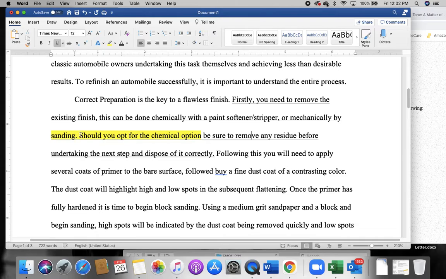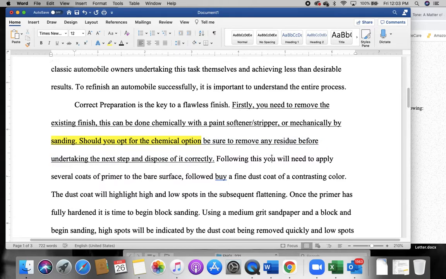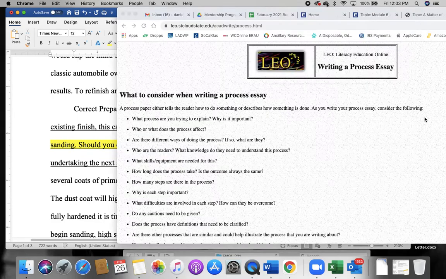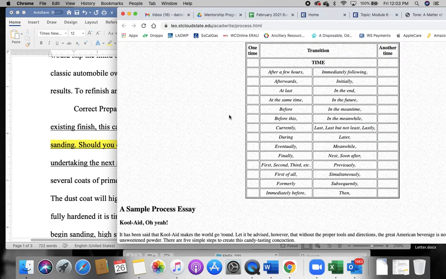And then the backward writing is, should you opt for the chemical option. That's the backward. And then, should you do this, here's the forward. So that's transitional writing: referencing something from the previous sentence and then moving forward to connect that to a new main idea in the sentence you're now working with. That's actual transitional writing, versus transitional tags, which are those short, one or two words, occasionally three words.